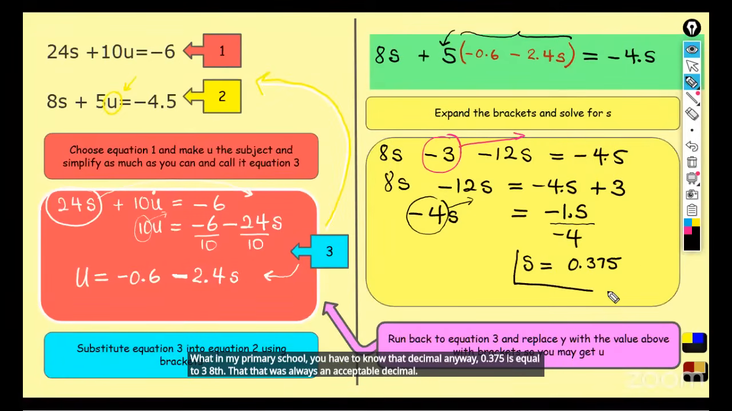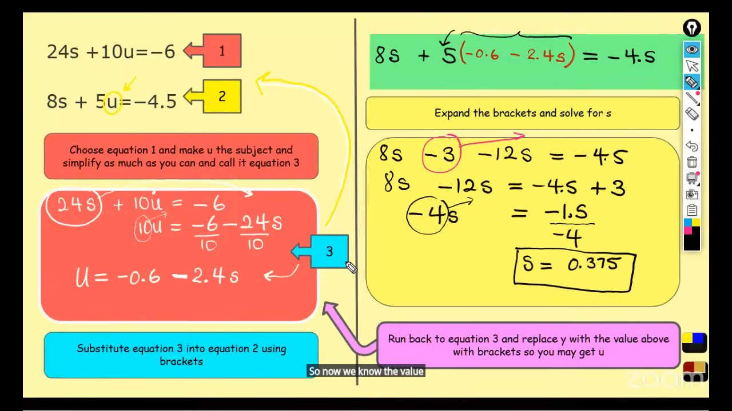So now we know the value of S. Run to equation 3, right? And replace the S with what? 0.375. At least do that for me.